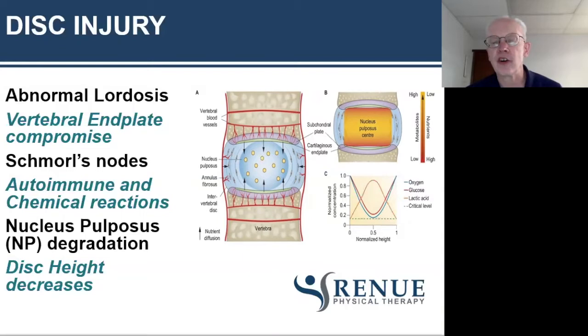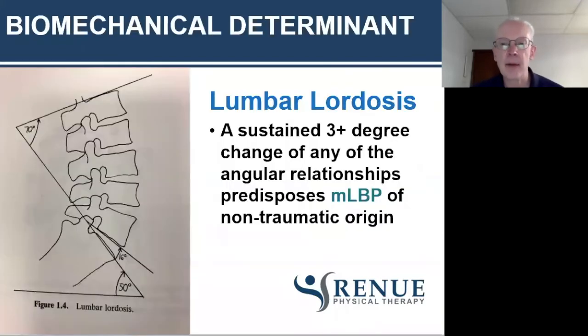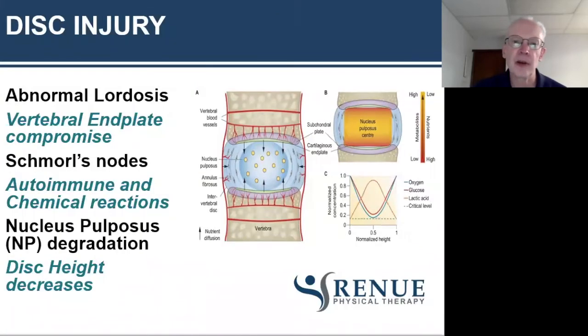What happens first as the sequence of events that leads to mechanical back pain from disc injury is some degree of an abnormal lordosis. Again, backing the slide up, here's the normal lordosis. If something disrupts this or changes these angular relationships, that's the first step toward disc injury.